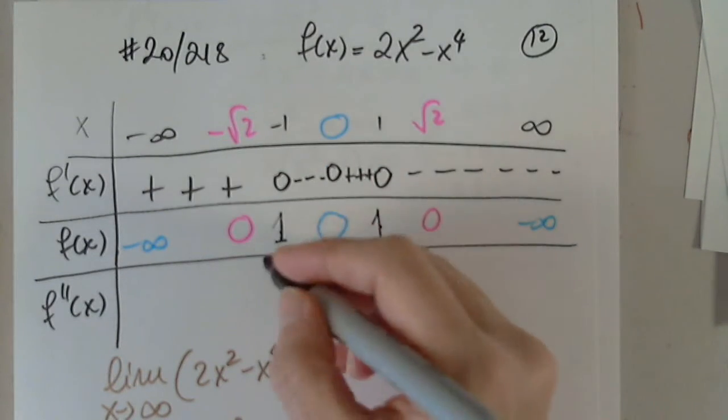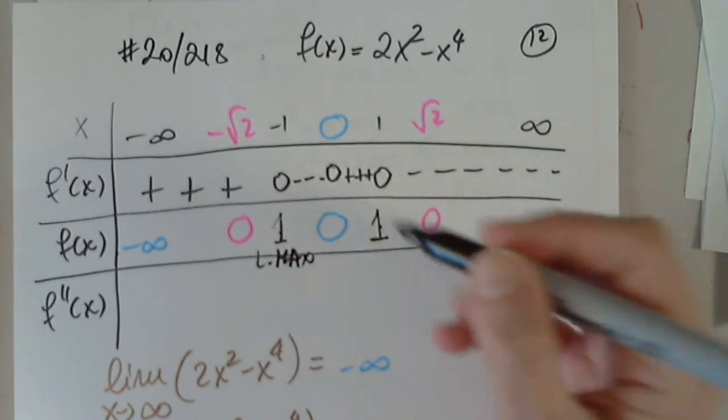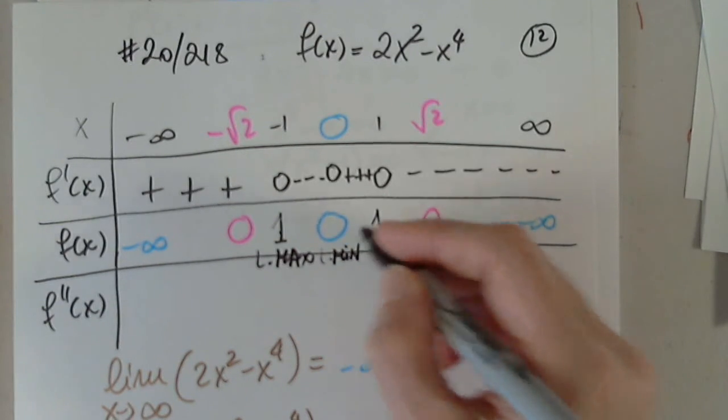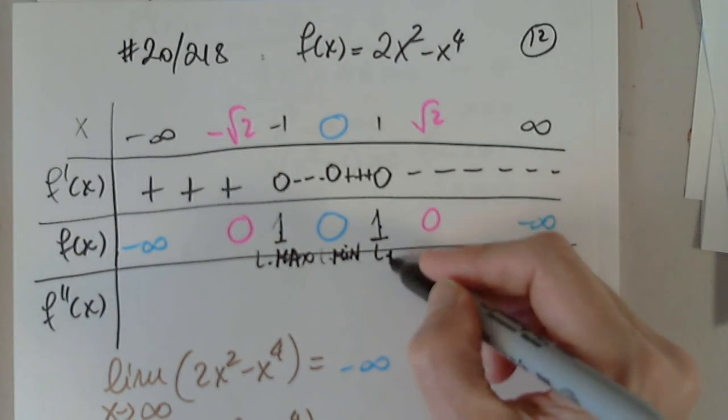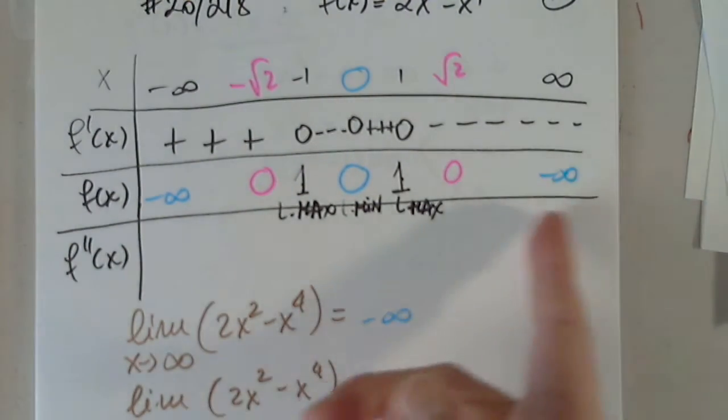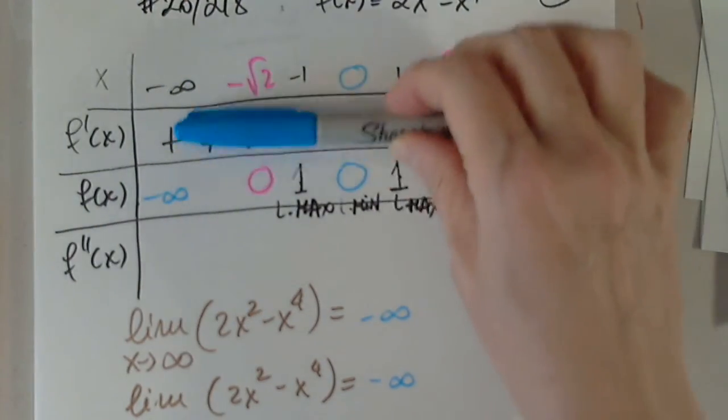Negative 1, 1 is a local max. 0, 0 is a local min. 1, 1 is a local max. And you can say not so fast, and I would have to agree with you. I have to study to make sure that these two rows go well together.